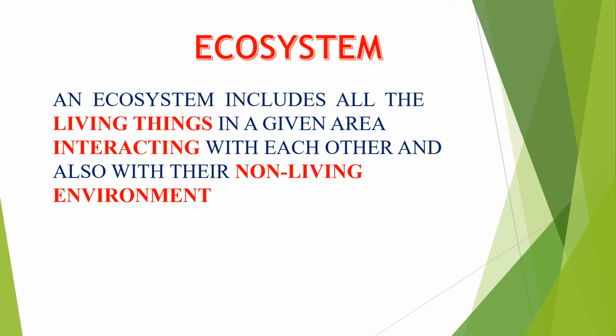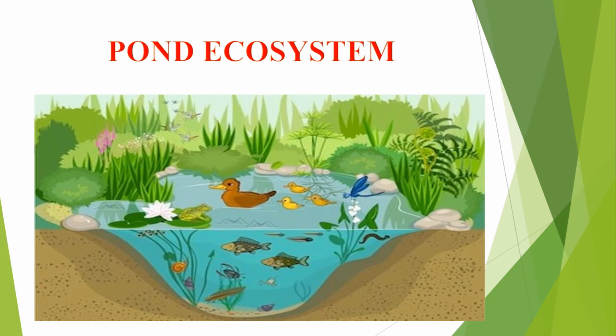Next term is ecosystem. An ecosystem includes all the living things in a given area interacting with each other and also with their non-living environment. This can be explained by a pond ecosystem. In a pond ecosystem, there are various types of organisms that are interacting with the non-living component, that is water.